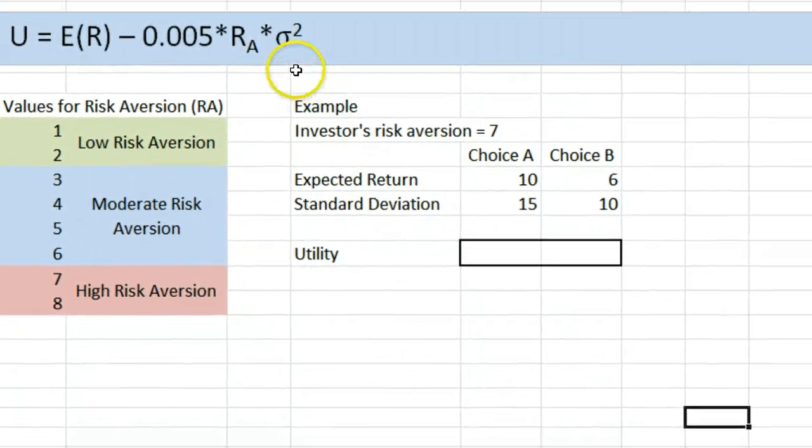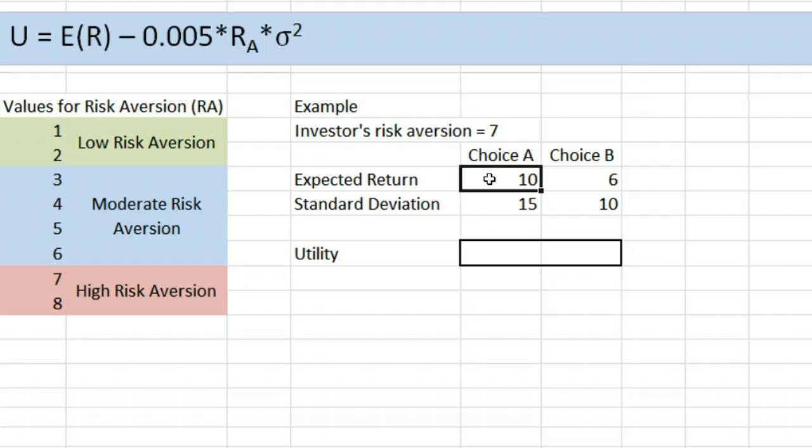The Greek letter sigma is the standard deviation for the portfolio, and it will be squared in this equation. When using this formula, expected return and standard deviation are expressed as whole number percentages. For example, an expected return of 10% will go into the equation as 10 rather than as 0.1.